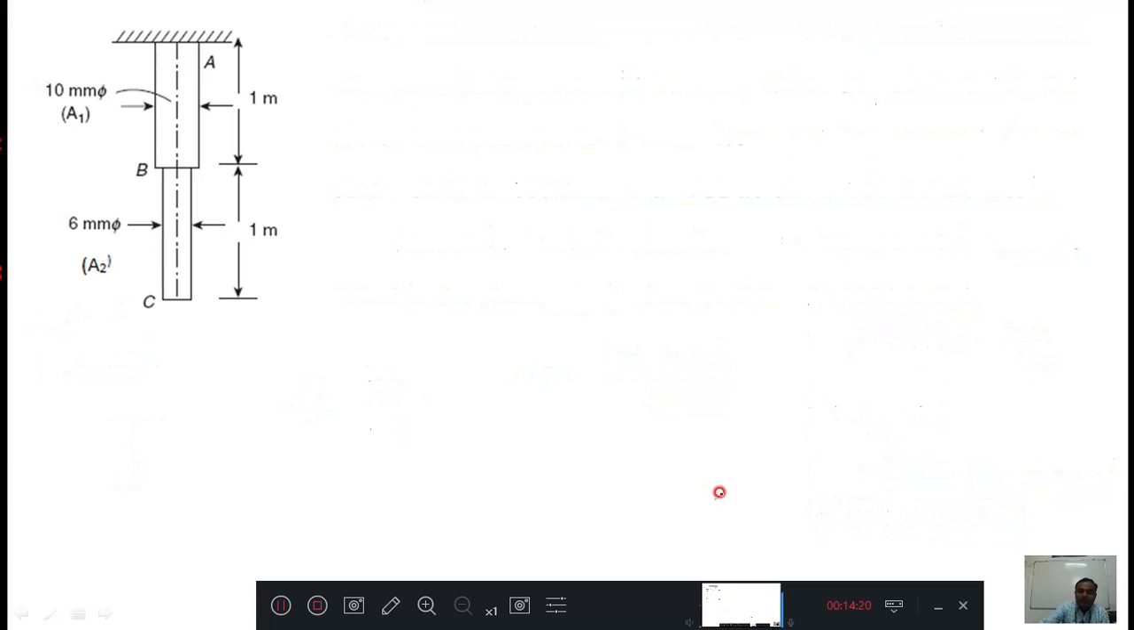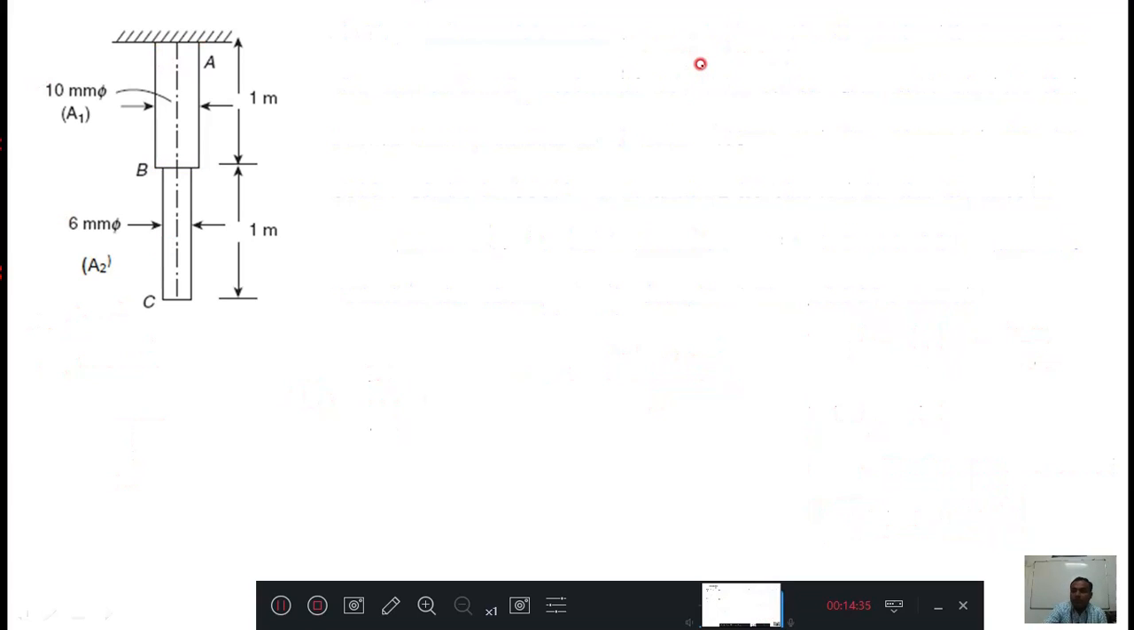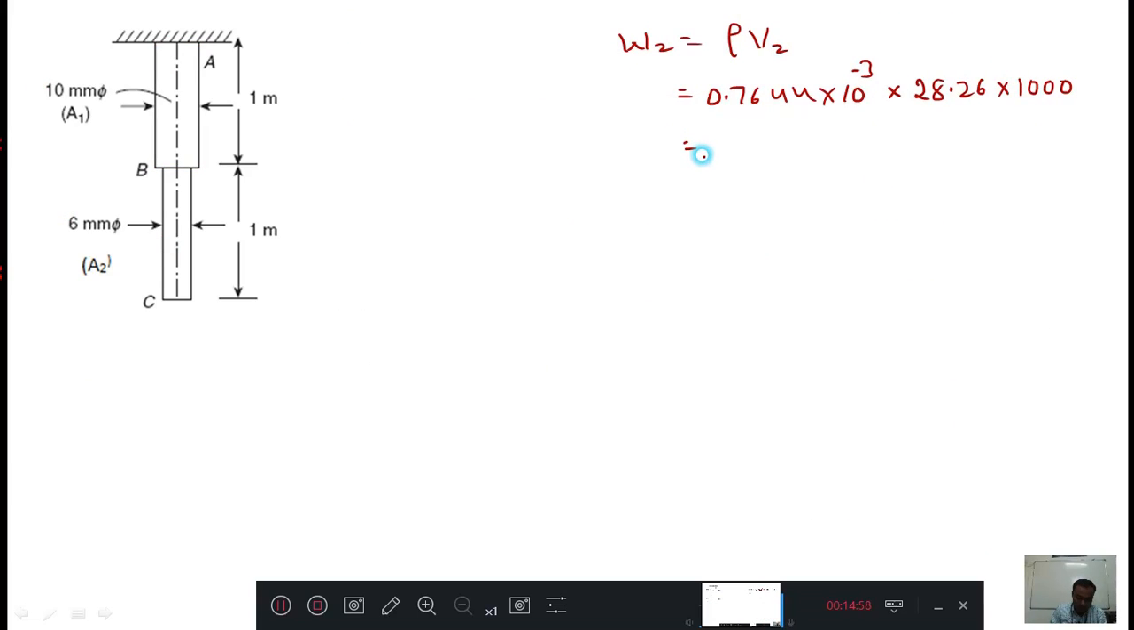Then the same way W2 I can get equal to gamma into V2. Gamma is 0.7644 into 10 raised to minus 3. Volume here is 28.26 into 1000. Now this weight will be 0.7644 into 10 raised to minus 3 into 28.26 into 1000. This is 21.60 Newton. This is W2.